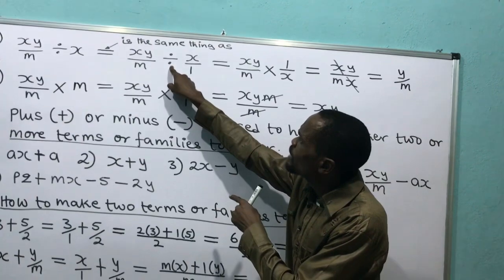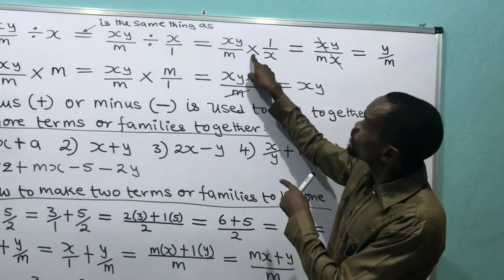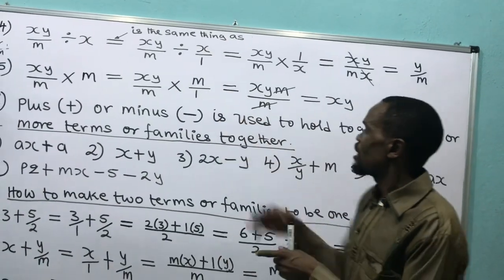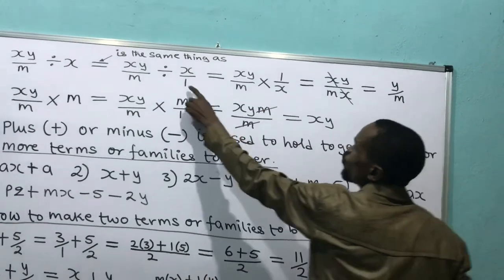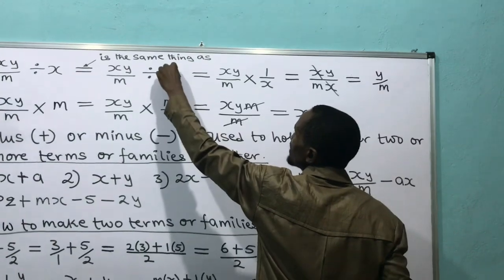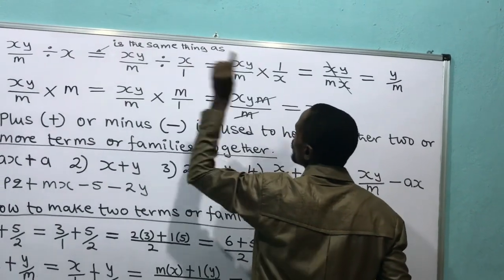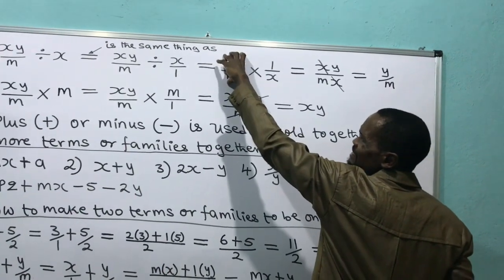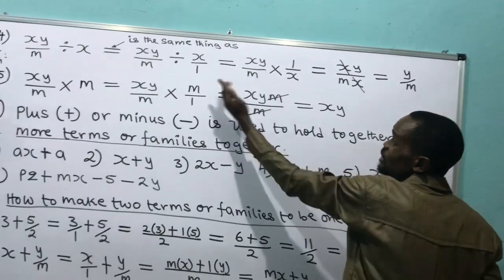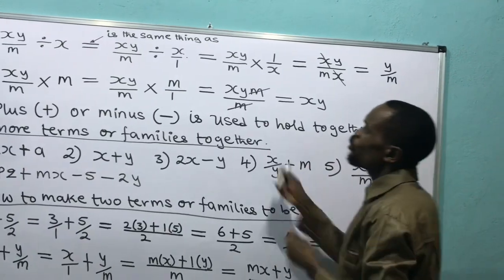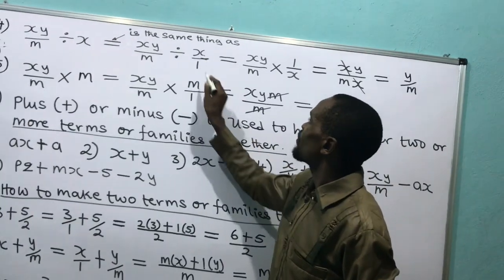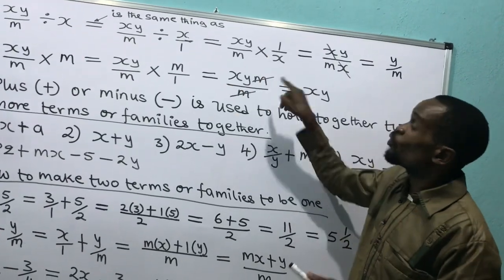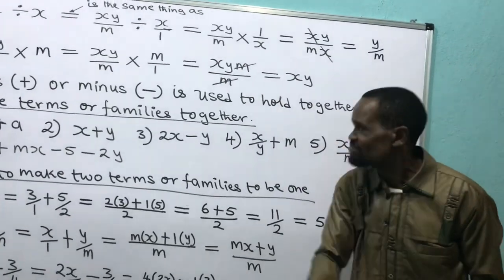For this division sign to go, I'll apply multiplication. This 1 will come up, and this x will come down, and that's what you see here. This division will turn into multiplication. You remember that this m remained as it is. Nothing happened to it. It's only this place where something happened: the x comes down and the 1 comes up. As the 1 comes over, multiplication will apply. Remember it all the time.